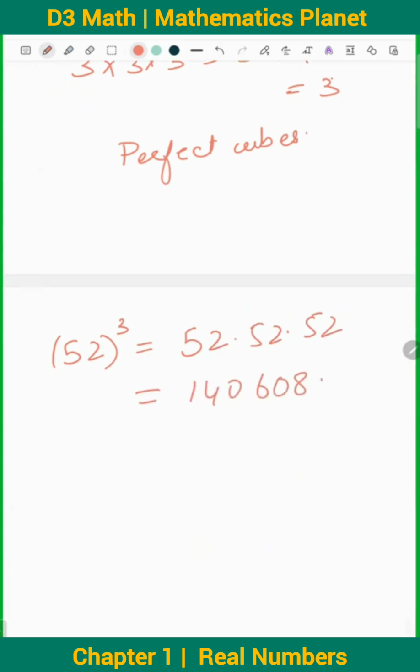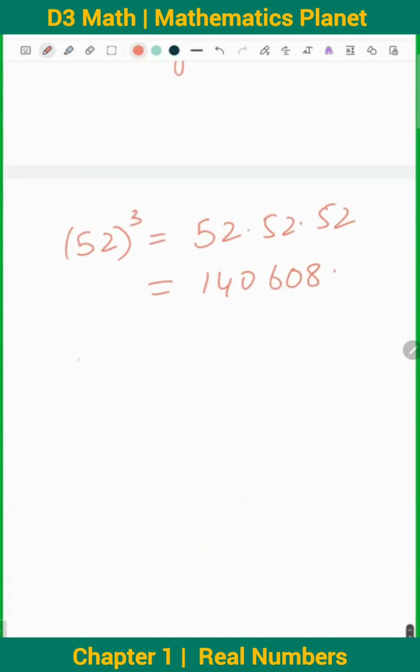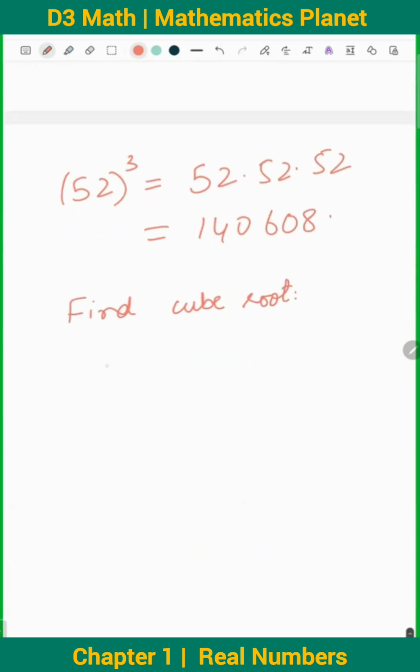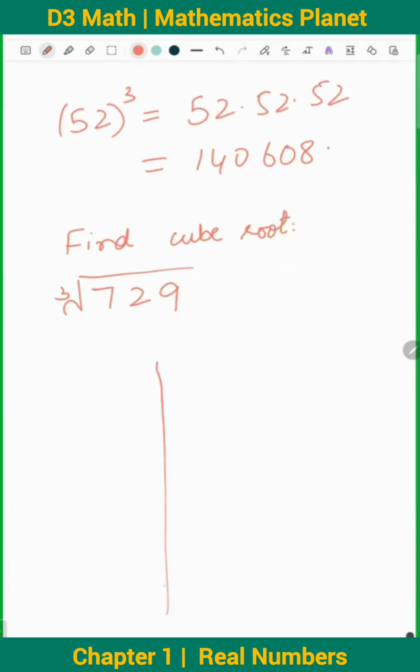If you have to find the cube root of a number, finding the cube root is the same as how we find the square root using prime factorization. So you have the number 729 and you need to find the cube root. So how to find the cube root? We will use prime factorization.